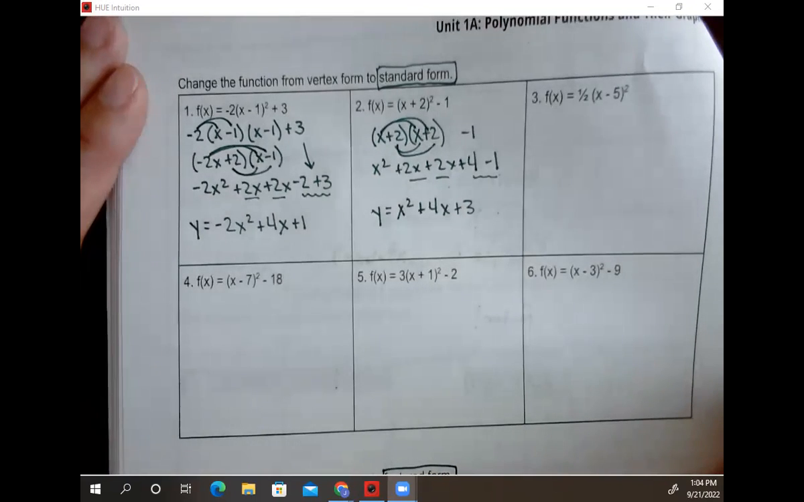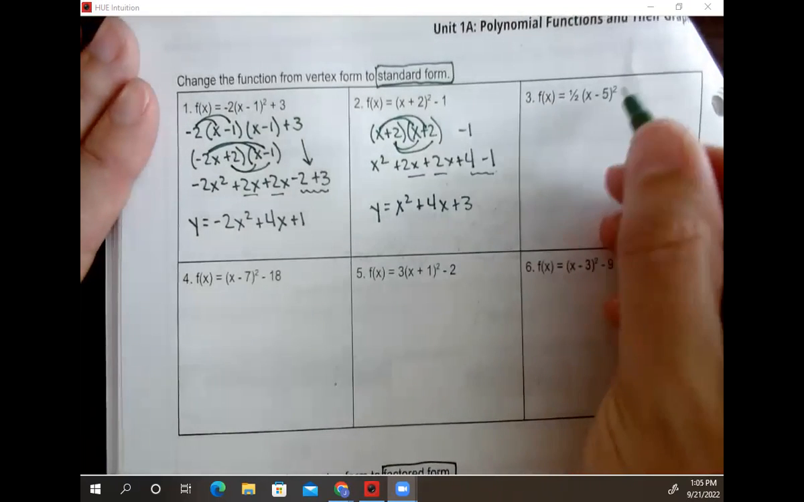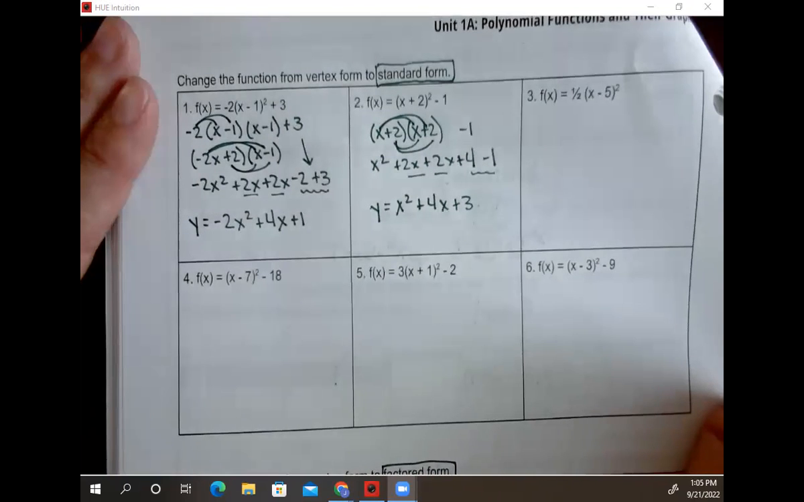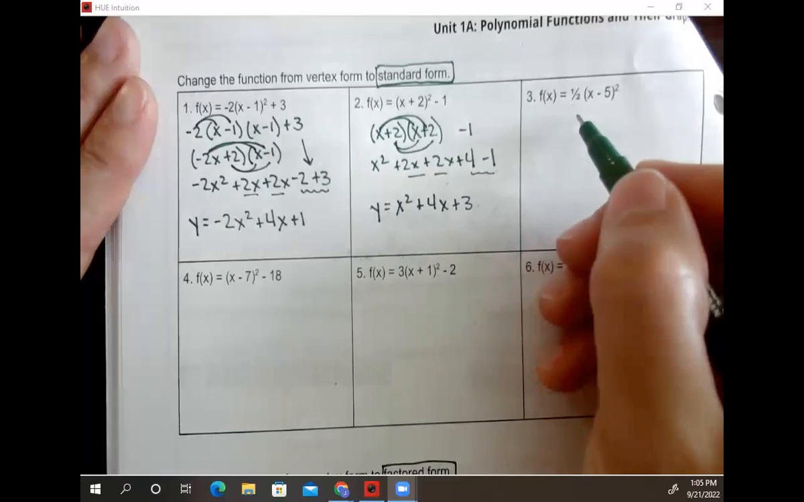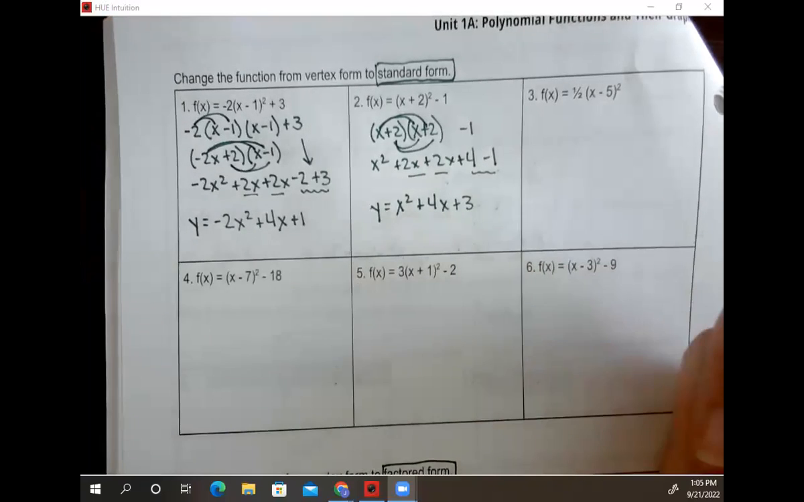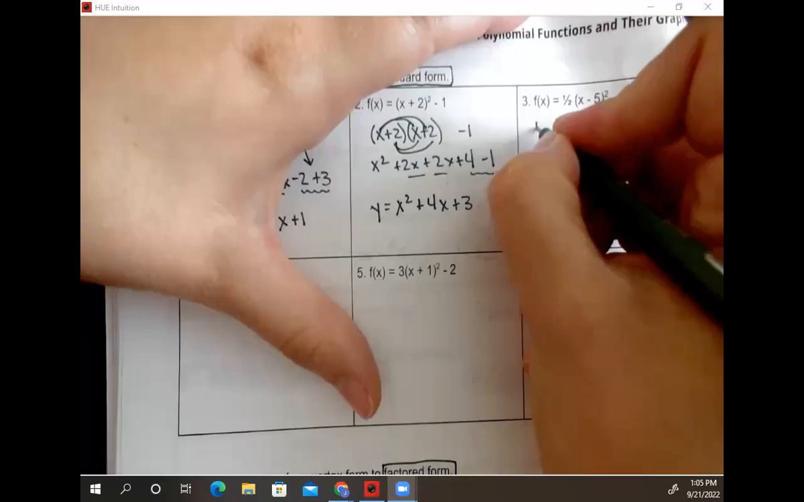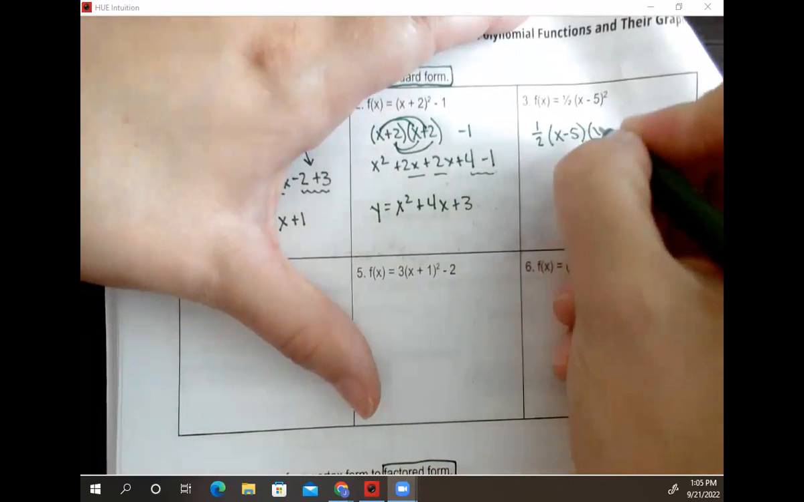Questions for me so far? Okay. Now on number 3, we don't have a number that we're adding or subtracting off the end. So our y coordinate for our vertex would be 0. What I notice is, again, I have a lead coefficient that's not 1, so I'll have to distribute that in. But for this problem, it's a half. I'm going to start the same way I've started every other time by writing the squared thing twice. So this would be a half times x minus 5 times x minus 5.